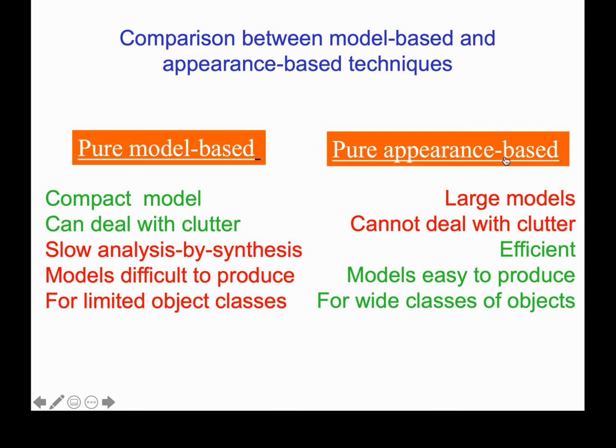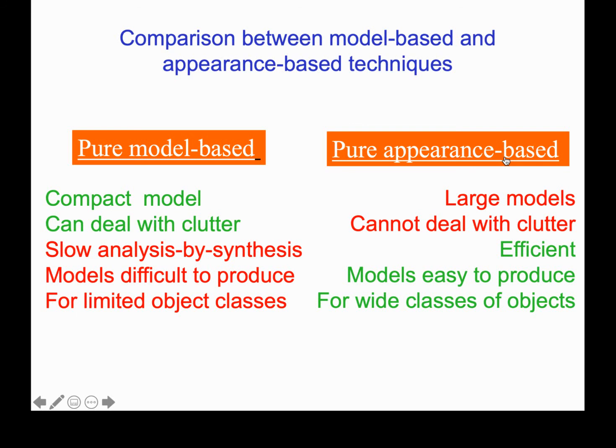On the other hand, the pure appearance-based models were very efficient, especially using the principal component analysis, they became very efficient in creating. So I can actually just have the images and build a PCA model just looking at the images. So models were easy to produce. The matching was efficient because when a new image comes in, I simply project the new image to the principal components and compare a few numbers with those in the database, and identify which fits the best. And I could apply it to a wider class of objects because the models were easy to produce. I only needed images for them.